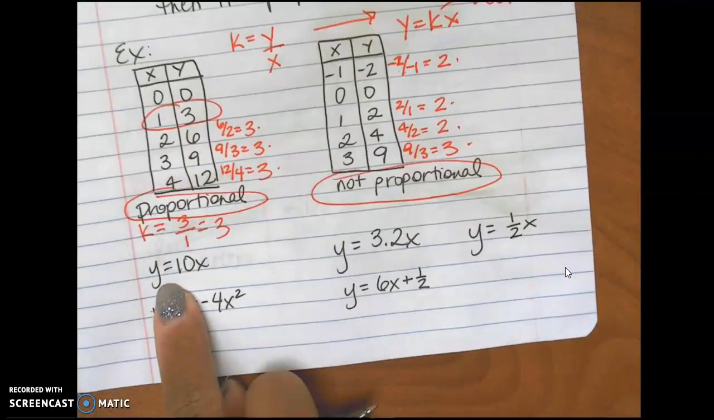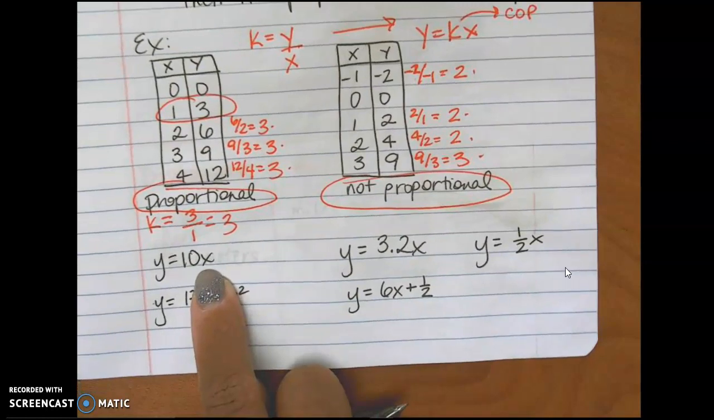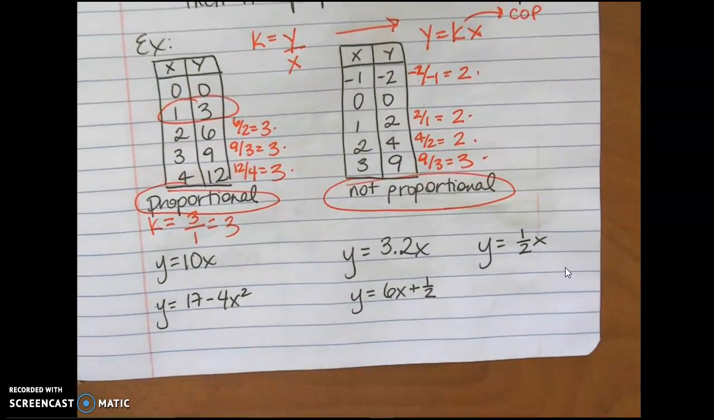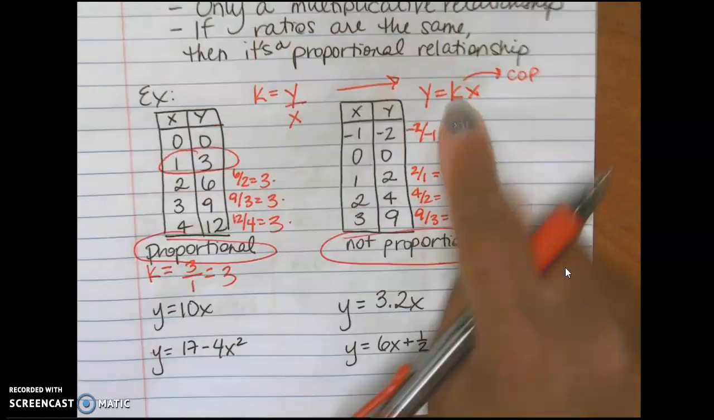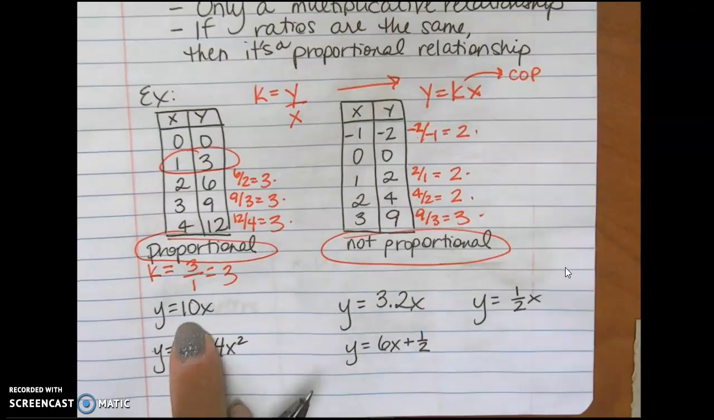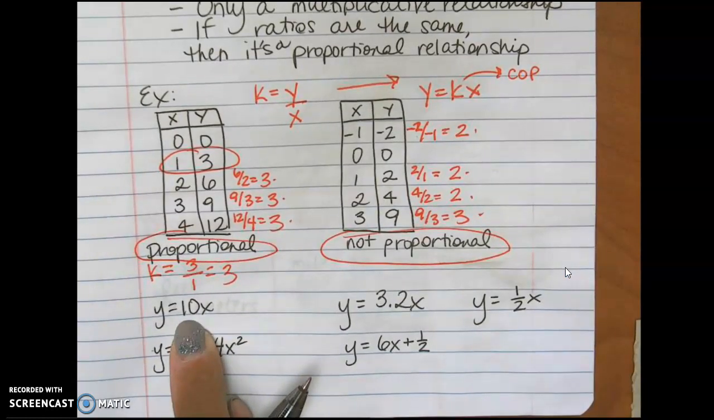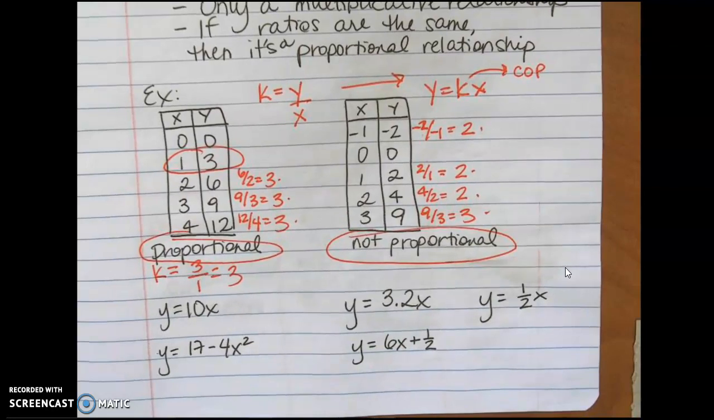Good. So down here, I have y equals 10x. Is this proportional? Do I have something added after the 10x? Does this look like this? Yes. What is k over here? What number is the constant of proportionality? I'm throwing you off. What is the coefficient? 10 is the number that's attached to the variable.